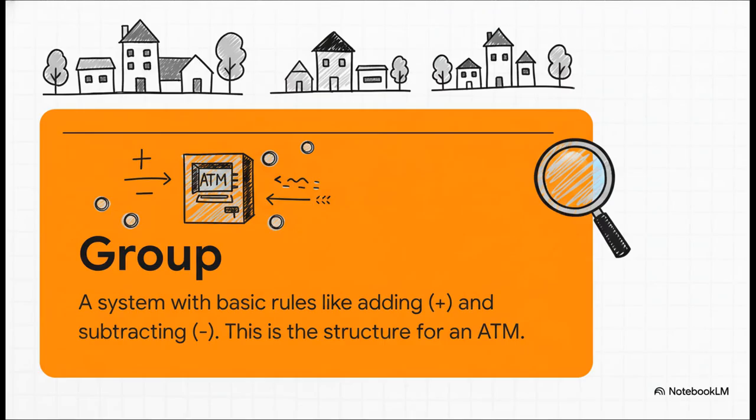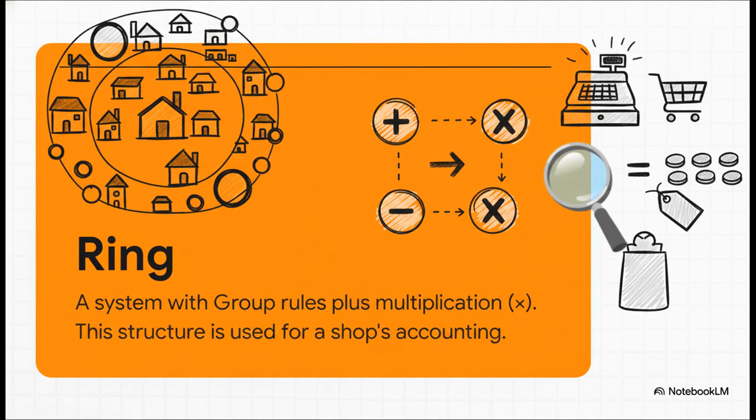So to make this easy, let's imagine we're visiting 3 different villages, and each one has its own set of laws. Our first village is called a group. Life here is simple. You can only do 2 things, add and subtract. That's it. This is the perfect system for, say, an ATM. You put money in, that's addition. You take money out, that's subtraction. Nice and simple.